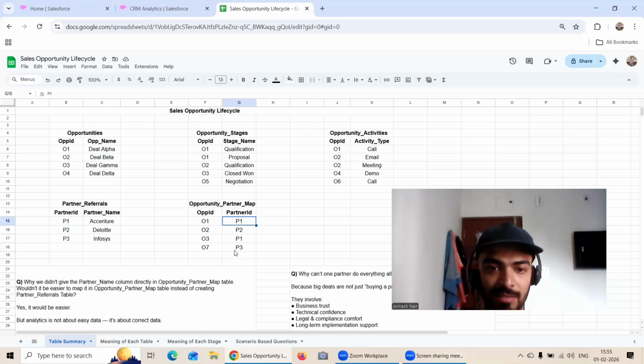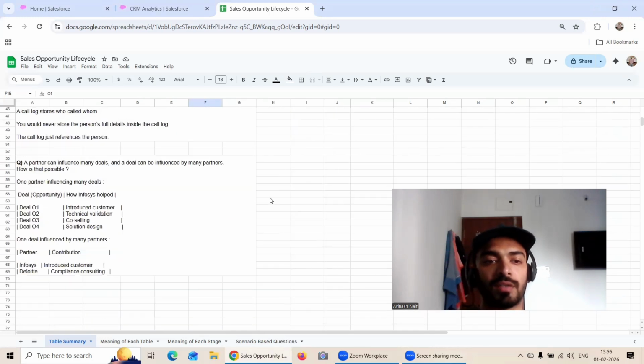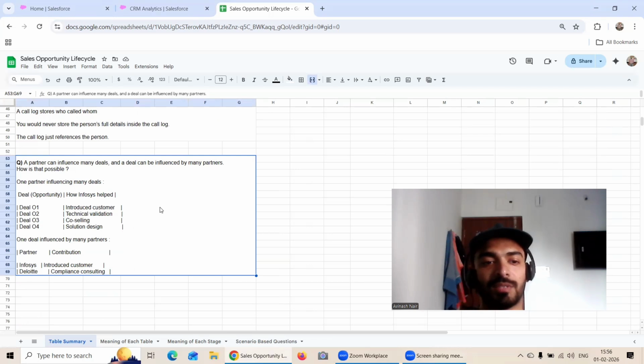Here, I think I don't have that example, but it might happen, for example, O1, the partner ID is P1 as well as O1 can also be dealt with another partner, let's say P3. That also can be possible. In this example, it is not there. Okay, so not an issue. Let's understand one partner influencing many deals.